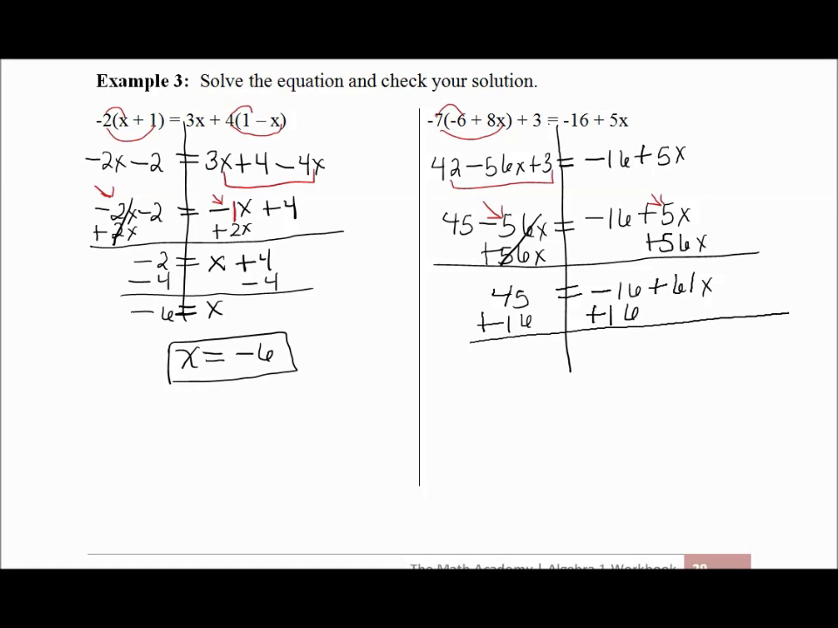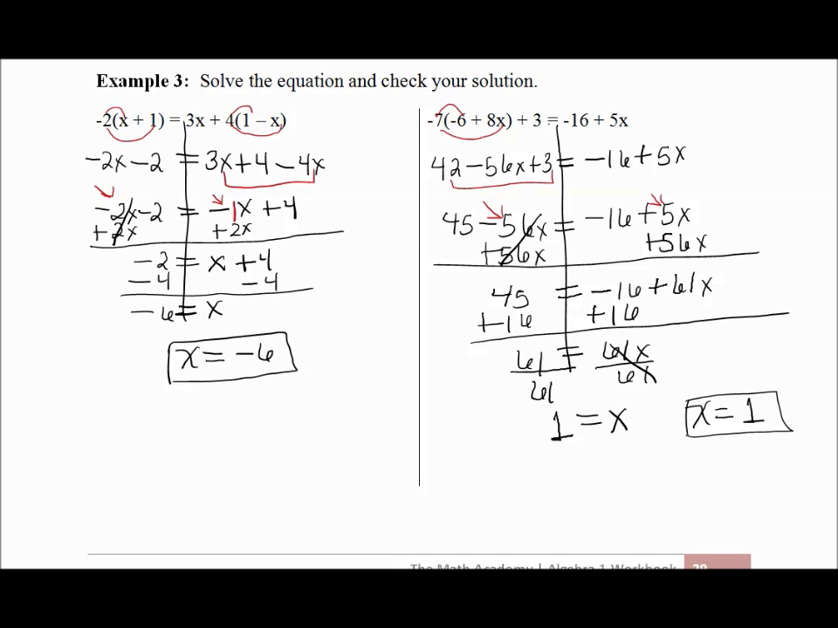45 plus 16 is 61. I have disappearing lines. My lines keep disappearing on me. So that'll give me 61 is equal to 61x. I'll divide both sides by 61. 61 over 61 is just 1. The 61 here cancels out. So that leaves me with x equals 1.